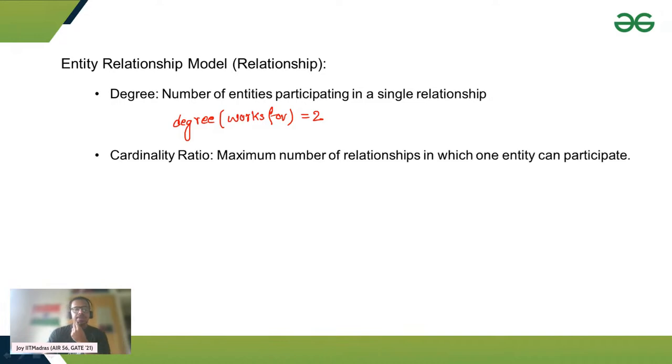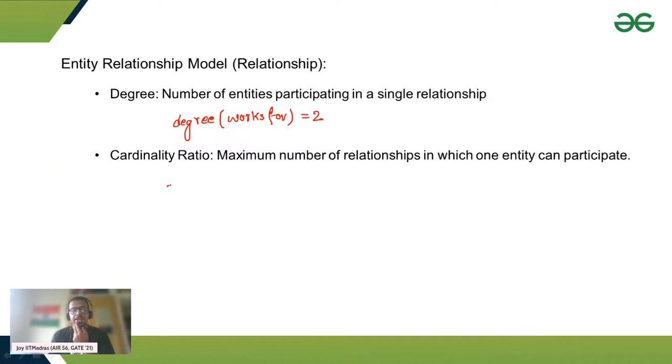Now let's see the next terminology, that is cardinality ratio. Cardinality ratio tells the maximum number of relationships in which one entity can participate. We have employees, and one employee can participate in only one relationship, because every employee will work in exactly one department. There is no case that one employee takes part in multiple relationships, given our previous example and constraints.